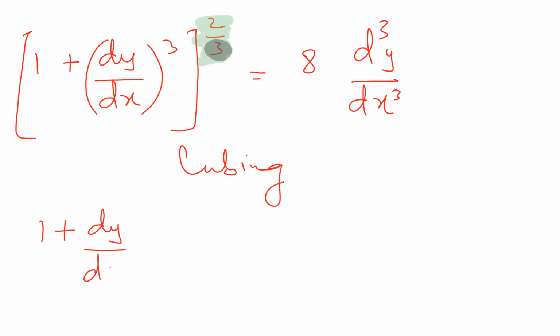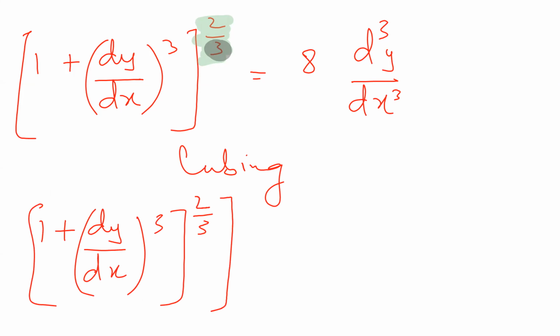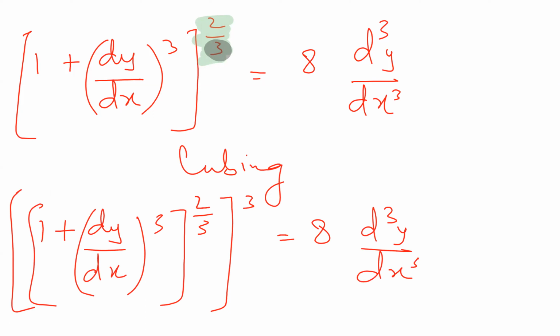So by cubing, this will be the whole raised to 2 by 3 into 3. So we have cubed d cube y by dx cube, raised to 3. Now this 3 and this 3 will get cancelled. So what we are left with is 1 plus dy by dx the whole cube, the whole raised to square.